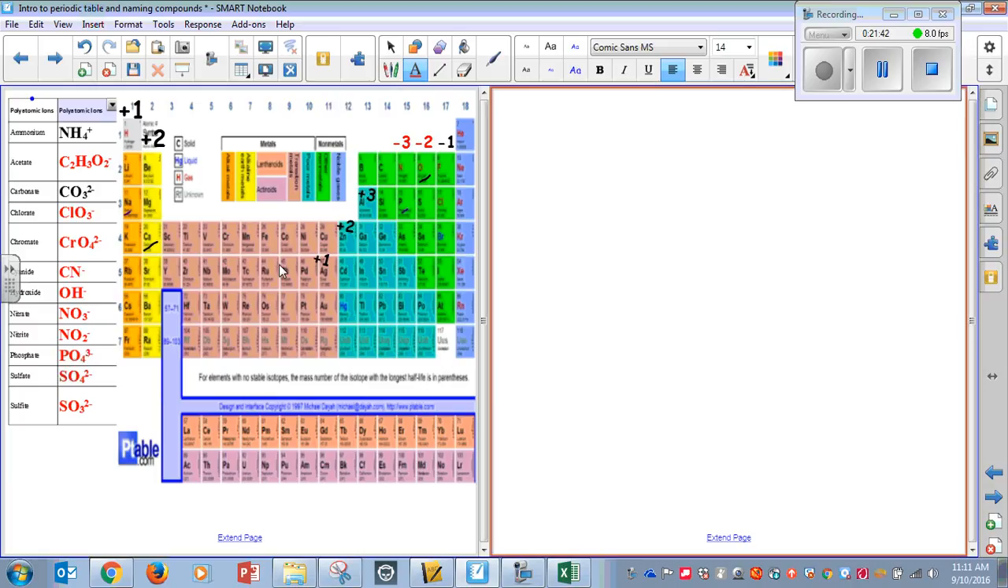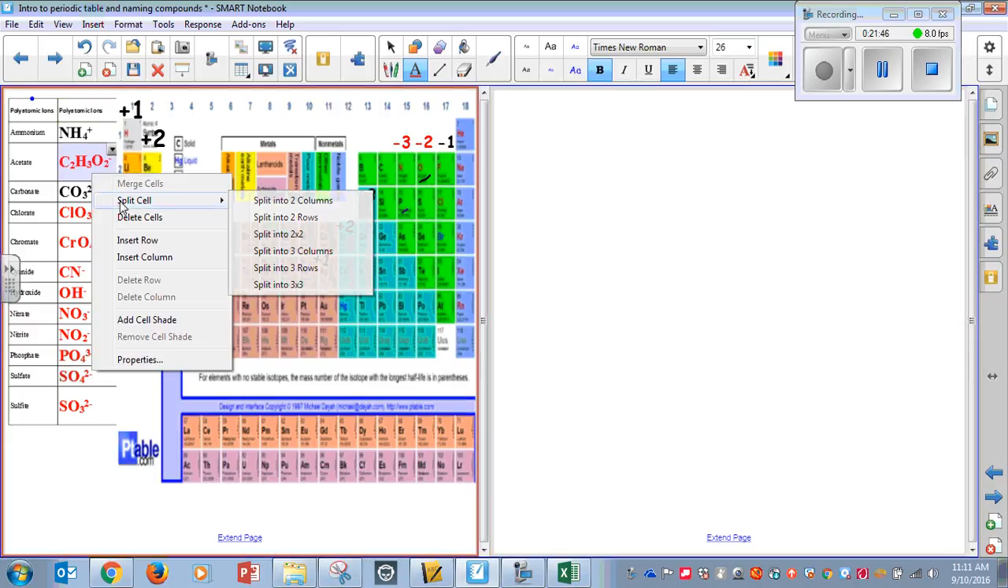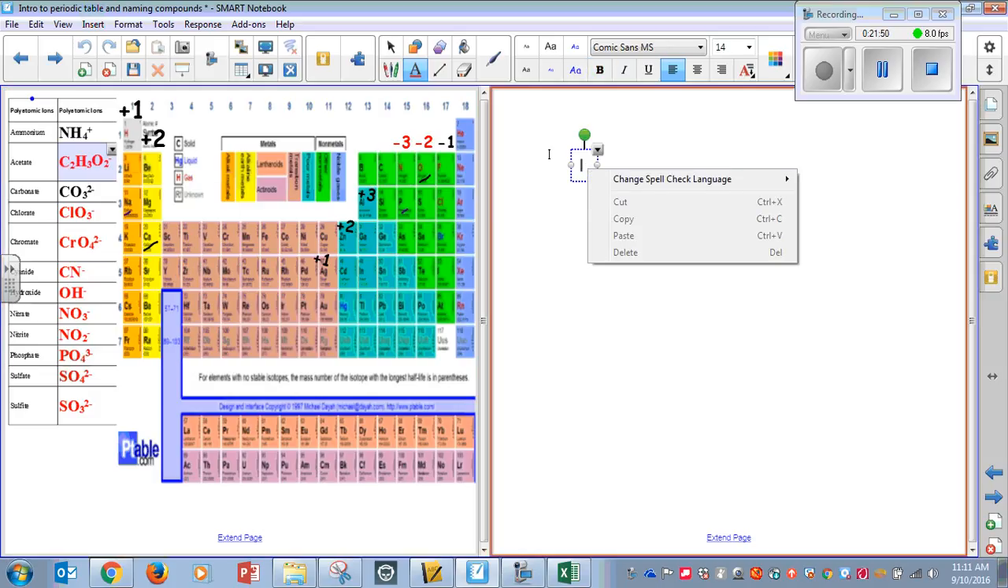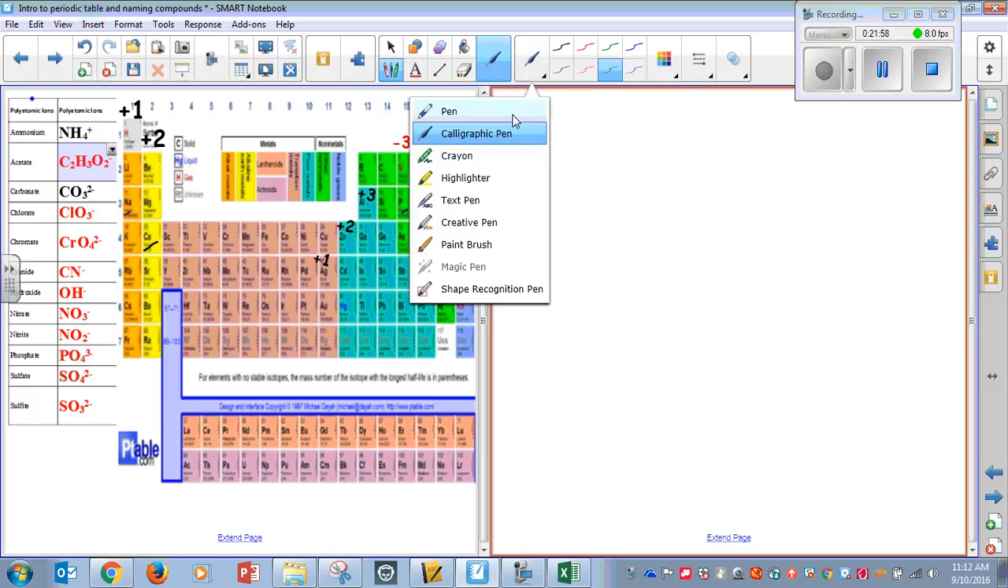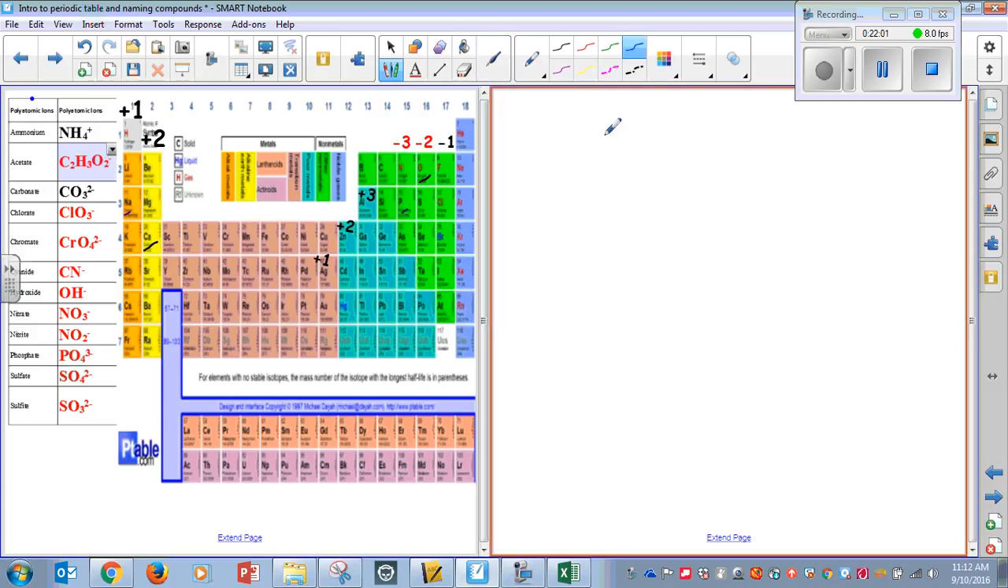Let's do some practice with our polyatomic ions. Let's take acetate and let's bond acetate and see what happens when we bond acetate. So acetate is C2H3O2 minus 1. What happens if I bond acetate with zinc?